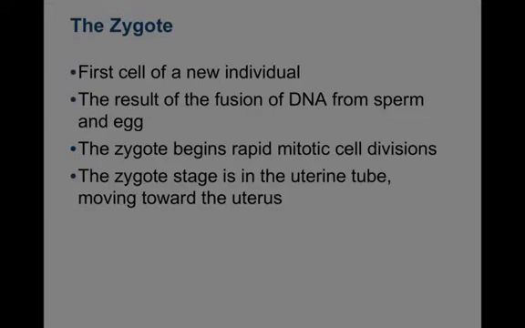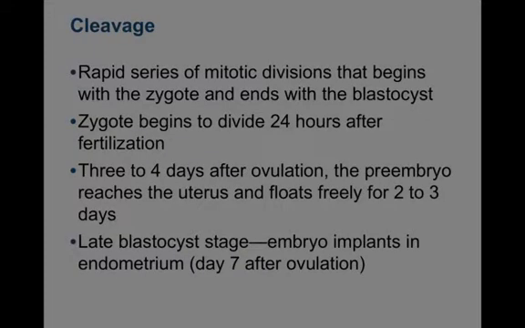At this point, the zygote is in the oviduct, the fallopian tube, and floating towards the uterus. That rapid series of mitotic divisions is what we call cleavage. It's very quick, happens right away. As soon as one stops, it starts again.